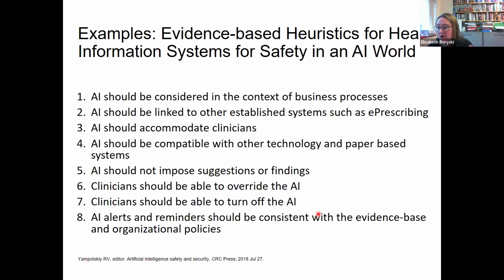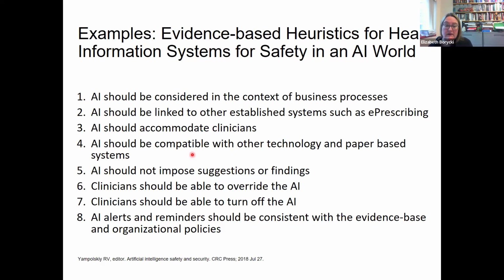So what are some of the things we can look at from the perspective of AI? For example, AI has to be integrated into the business processes in healthcare. It should be linked to established systems that are recognized by clinicians. It should accommodate clinicians' activities and work. It should be compatible with other technologies present in the work environment, for example vital signs monitors or electronic health records. It should also be compatible with other devices that are used.